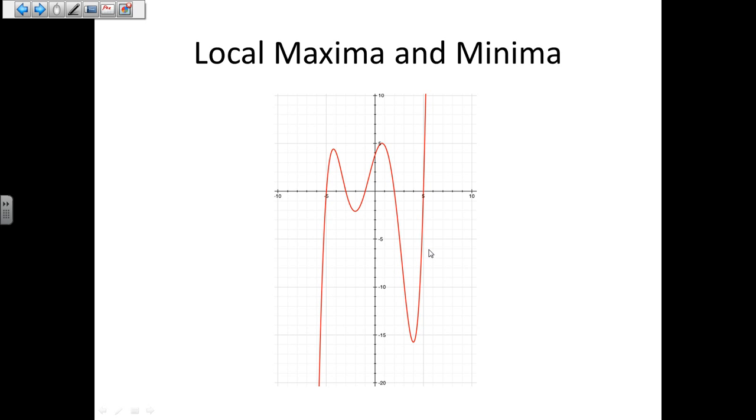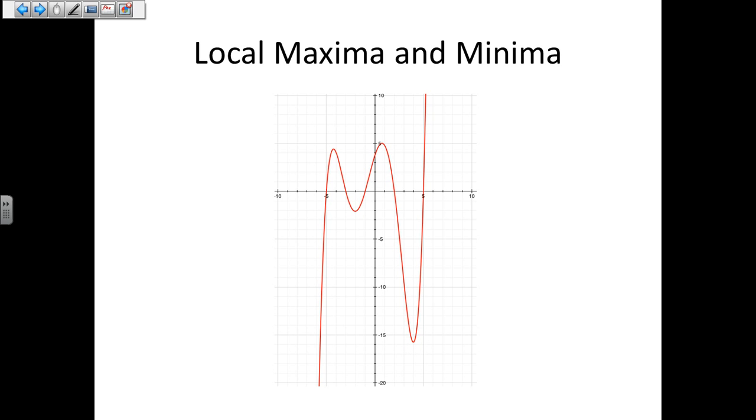Another name for these turning points for polynomials are local maxima and minima. This is referred to as a local maximum because it's the point that's higher than the points next to it. This would be referred to as a local minimum, another local maximum, and then another local minimum. So our turning points are actually also our local maximum and minimums.